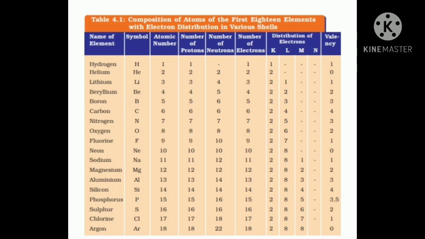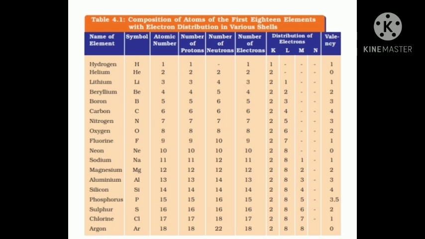Sodium, symbol Na, atomic number 11. So number of protons and electrons are 11. Mass number minus atomic number is equal to the number of neutrons, which is 12. The distribution of electrons: 2, 8, 1. K shell 2, L 8. Remaining goes to the next shell, 1. So 1 is the valency of sodium.